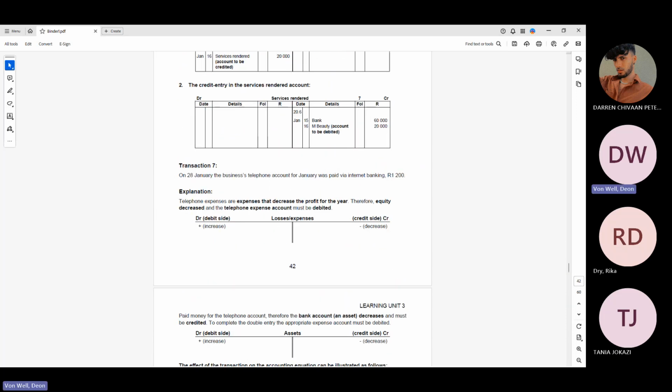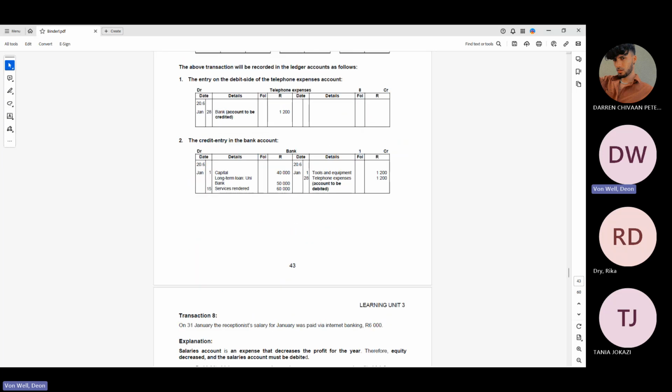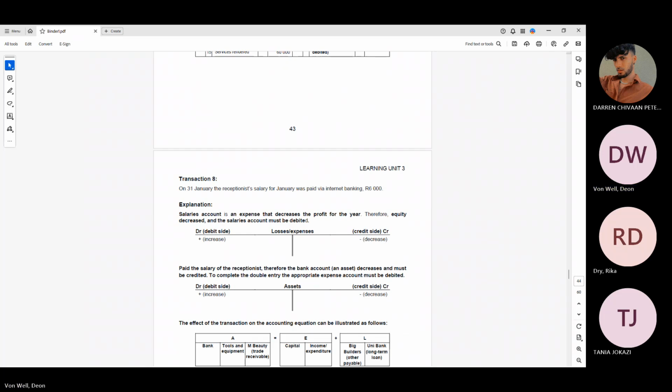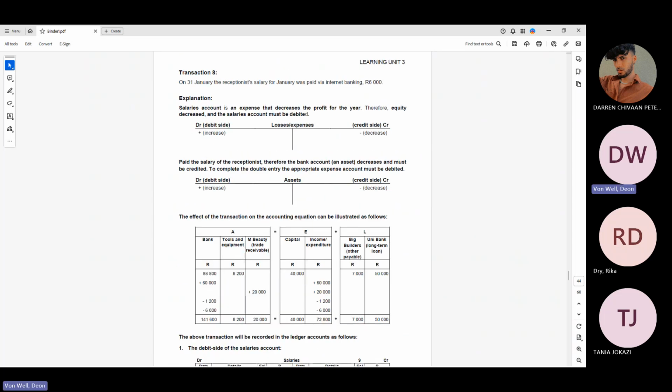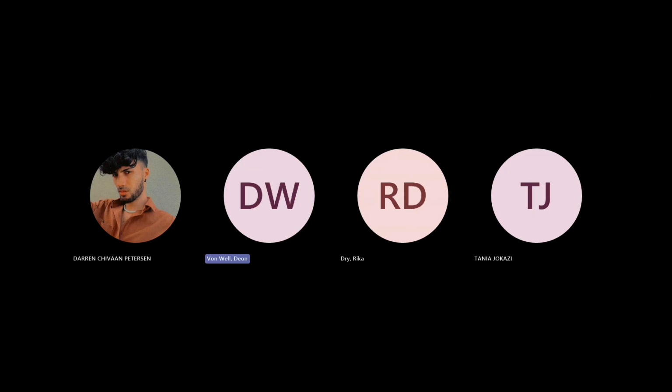So I think these are basically the important stuff from Learning Unit 3. So that then basically covers the first 3 learning units that you're going to need to be able to submit your assessment 1. Let me then stop sharing, and Darren or Tanya, if there are any questions from your side, anything that you want to ask us?